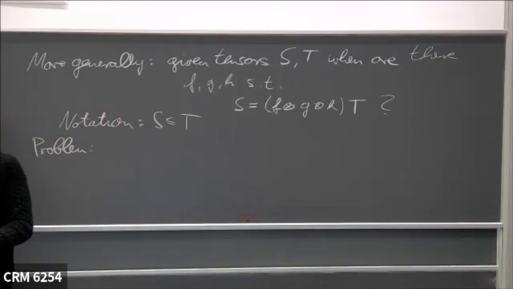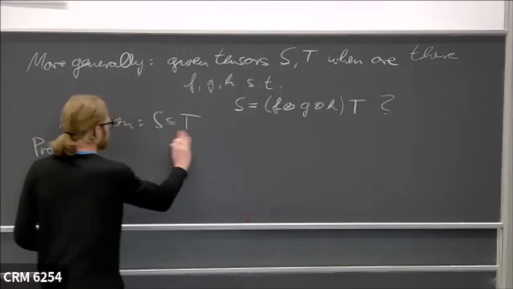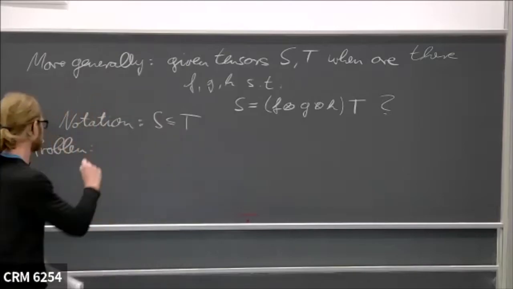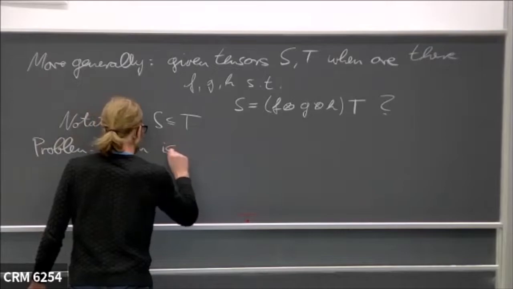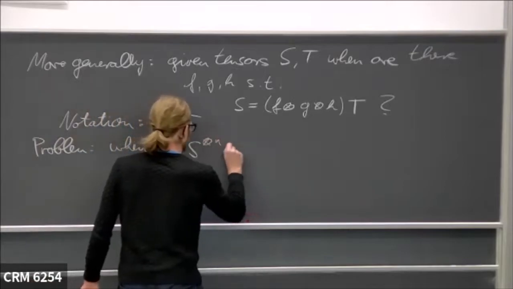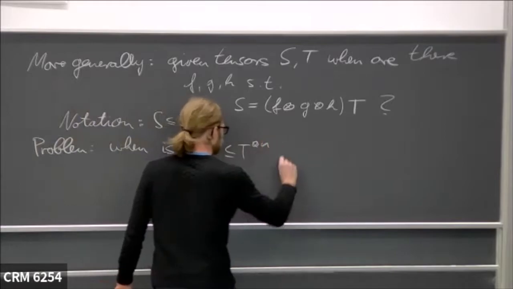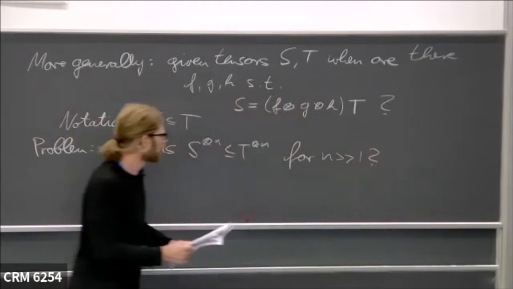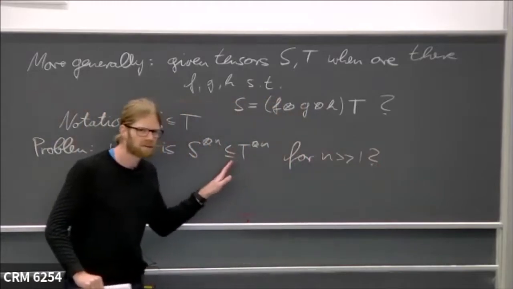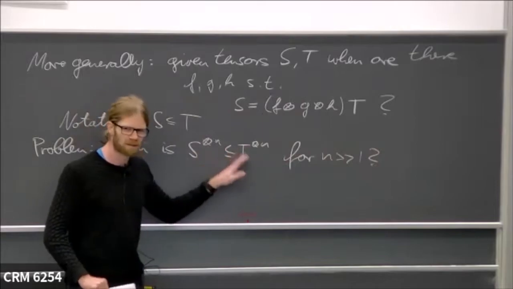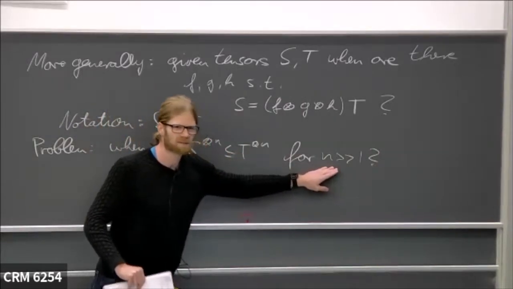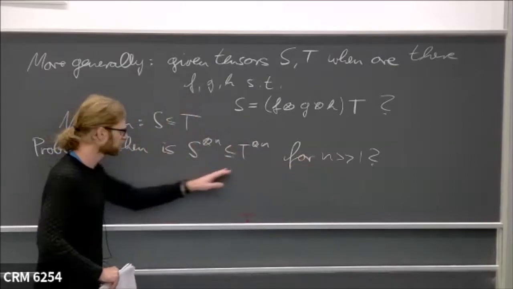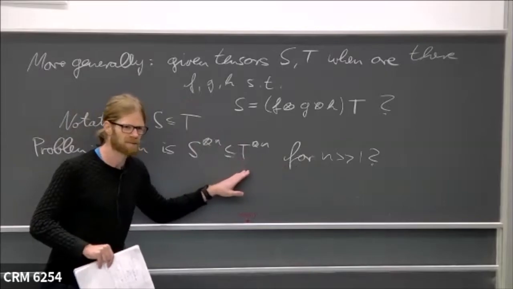this asymptotic rank. Namely, if this does not necessarily hold, under what conditions does this hold asymptotically? So when is S to the n less than or equal to T to the n for sufficiently large n? Now, we could ask this in two ways. Does there exist an n, or does this hold for all sufficiently large n? Here I'm a little bit imprecise about which of these two options I mean. But we're going to see that these kinds of questions are basically equivalent.